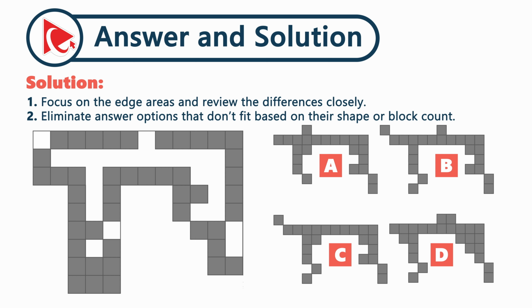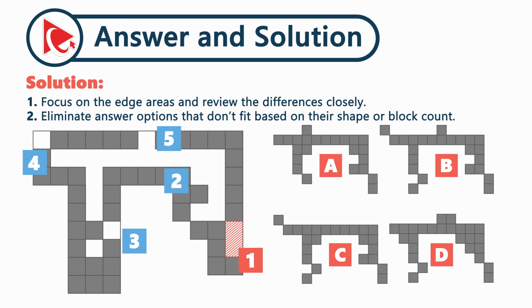I identified 5. Do you see more? This is what I found: 1, 2, 3, 4, and 5. These are the areas where you need to look closely at the block difference in the answer choices. Let's look at the example in the first edge area.